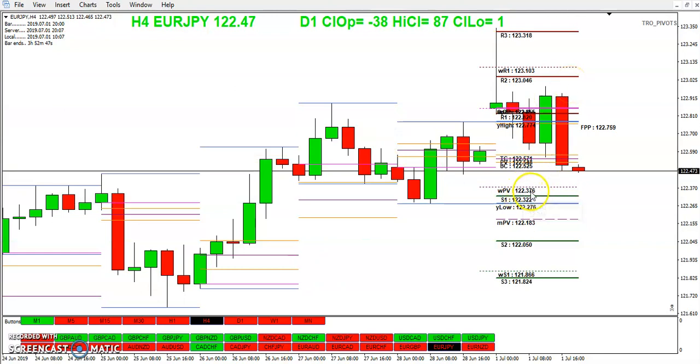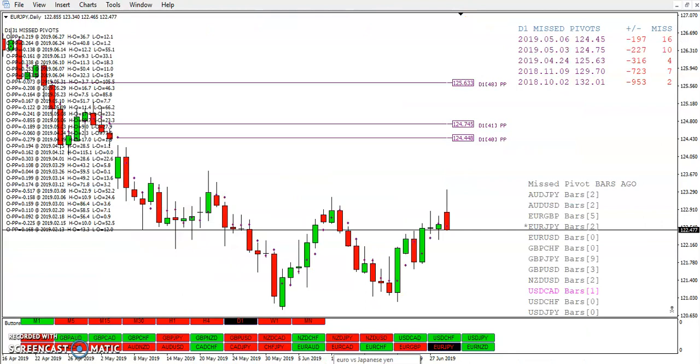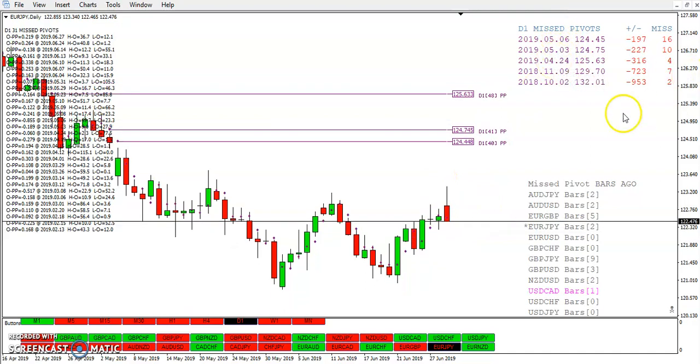Weekly pivot 122.36, monthly 122.18, weekly pivot 122.37. We filled it, so we're looking to fill these two. A couple of good targets and good reversal areas also. And we took out these pivots here. So now we have no missed pivots for the month of June. We have 2 for the month of May, and all the missed pivots are above the current price.